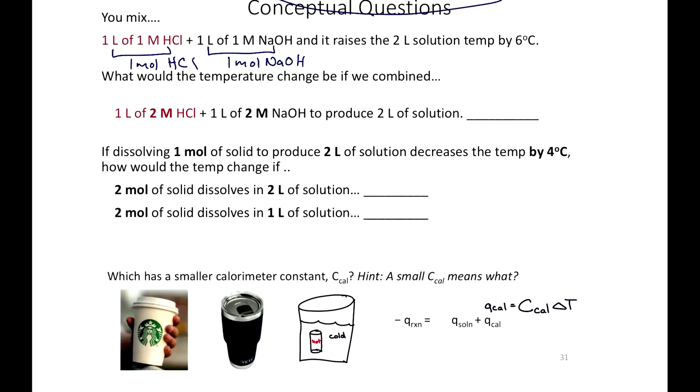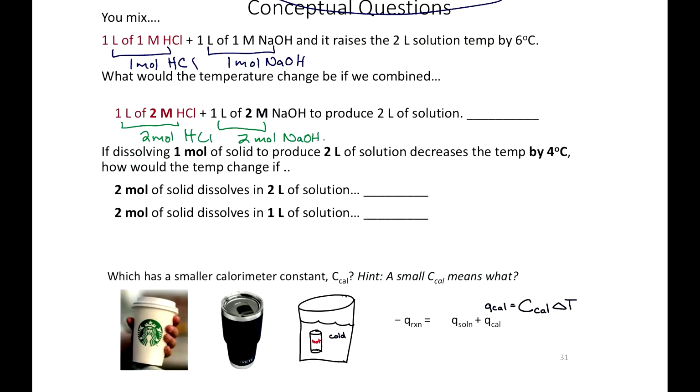So what if we did the same reaction but changed it a little bit, and let's say we reacted 1 liter of 2 molarity HCl with 1 liter of 2 molarity sodium hydroxide to produce a 2 liter solution. What is the temperature change going to be? So in the first question, you mix 1 mole of acid with 1 mole of base. In the second reaction, what are we mixing? 2 moles of acid with 2 moles of base.